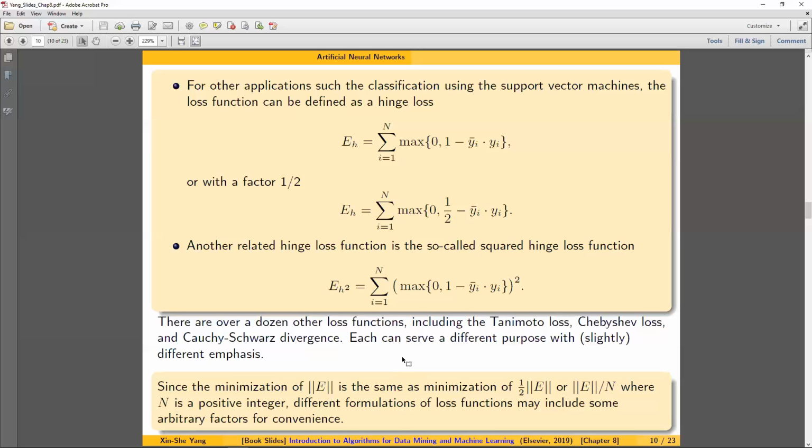Okay, for now, we'll stop here for artificial neural networks, and after that, we'll continue with some optimizers for artificial neural networks, followed by deep learning.